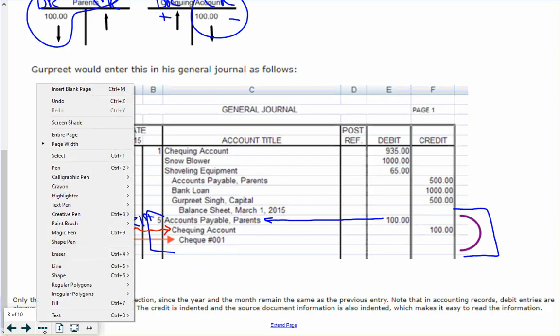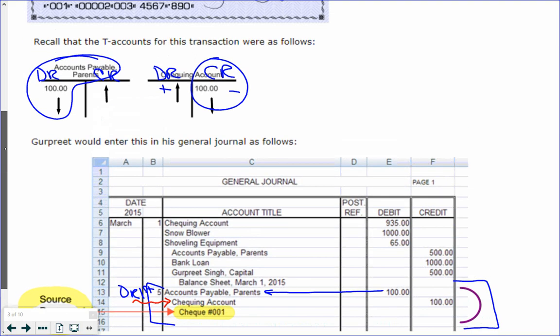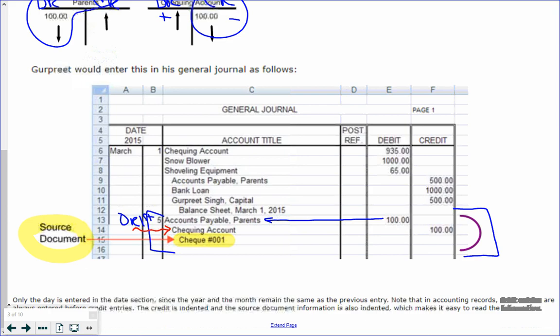Now, what everybody forgets to do is your source document. In the question, you will be told the source document. So it says the check is his source document, and it's check number 001. So you can just write check 001. You just write the source document. The reason you need this is because most businesses will have an audit performed on them, so you need to be able to prove where you got that information from.